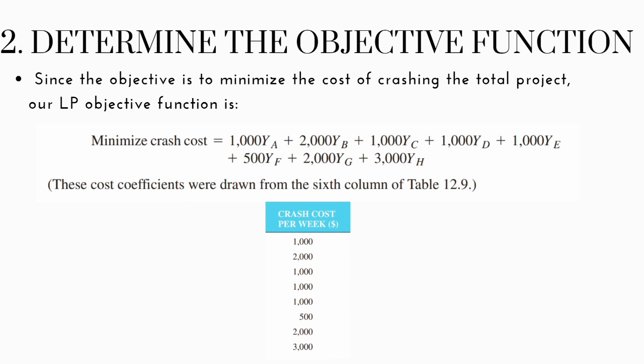Next, we need to determine the objective function. Since the objective is to minimize the cost of crashing the total project, our linear programming objective function is: minimize crash cost equal to 1000 y sub A plus 2000 y sub B plus 1000 y sub C plus 1000 y sub D plus 1000 y sub E plus 500 y sub F plus 2000 y sub G plus 3000 y sub H. These coefficients beside y sub A until y sub H were taken from the 6th column of table 12.9, which is the crash cost per week in dollars.